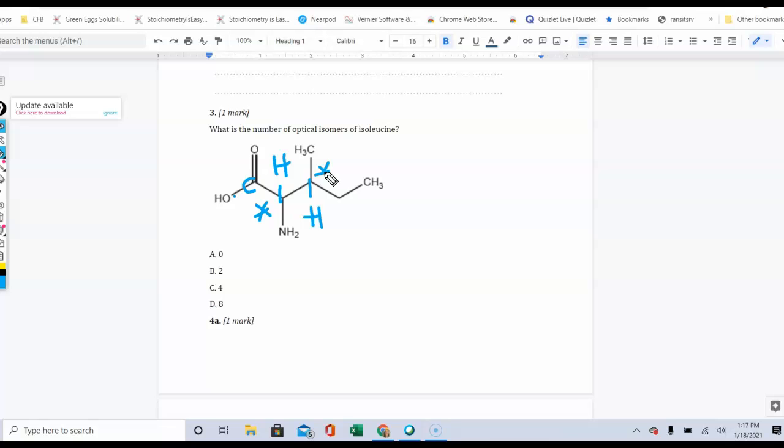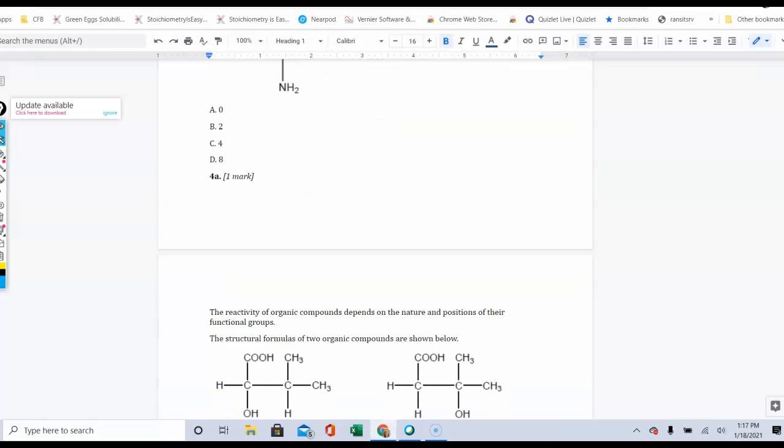Okay, 2 from this carbon right here, and so 2 here and 2 here, so we would end up with 4 right there for our correct answer. Okay, we are going to go on here.